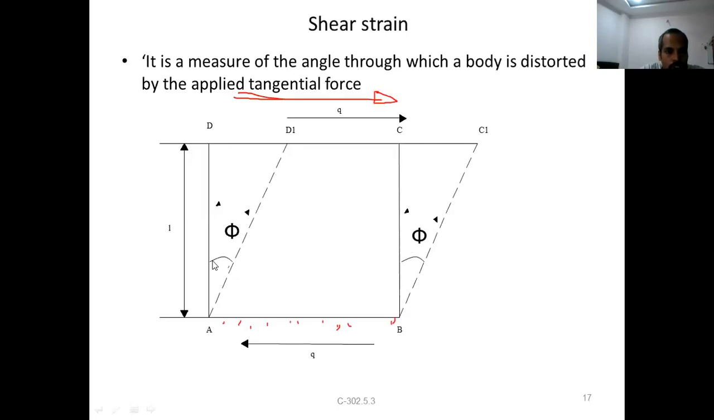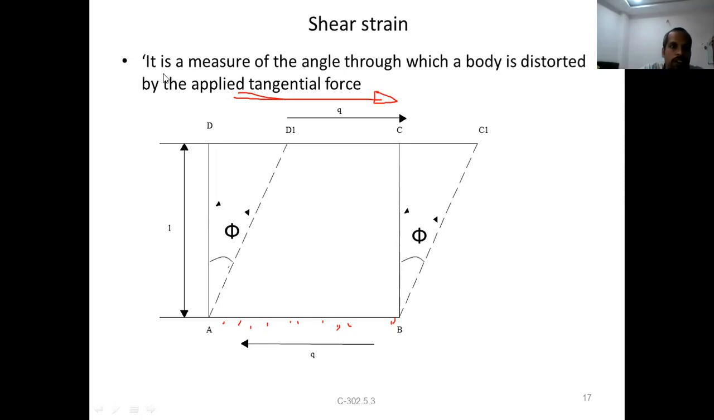And how much is the change in dimension? How much does it change for an angle of pi? For this amount of angle pi, it is deformed towards this side.